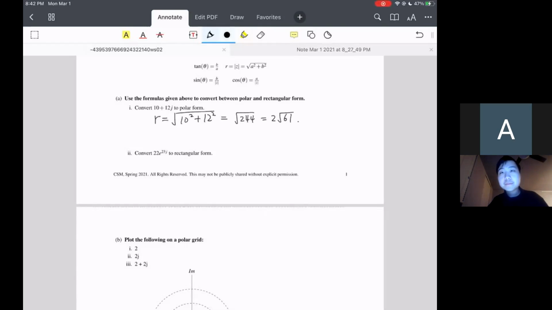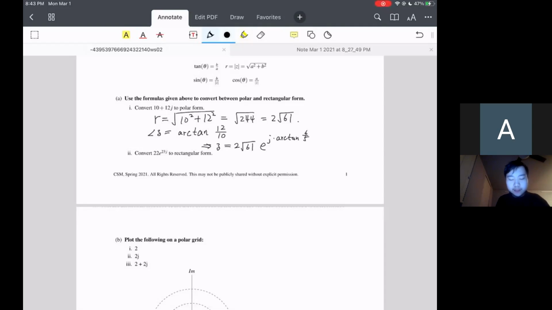Right? Okay. And then the angle of this complex number, which is just theta, is just the arctangent of b over a. Okay? So b over a. And so we see that z is equal to 2 times the square root of 61 times e to the j times arctangent 6 over 5.